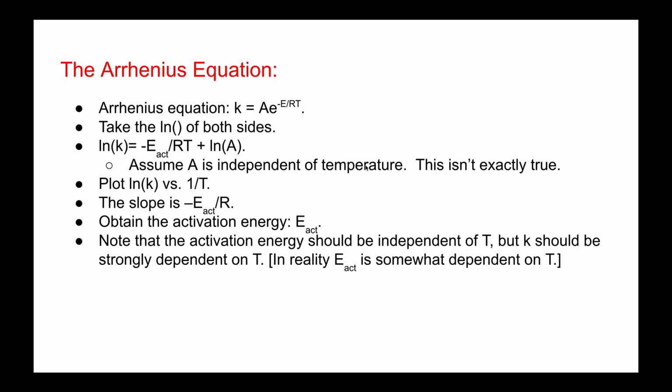You will get a negative slope. So a negative slope is equal to negative E over R. Then you just multiply by R and you get the activation energy. Please don't give me a negative activation energy. The activation energy is a positive number. In the past, many students gave me a negative activation energy. Please don't do that.